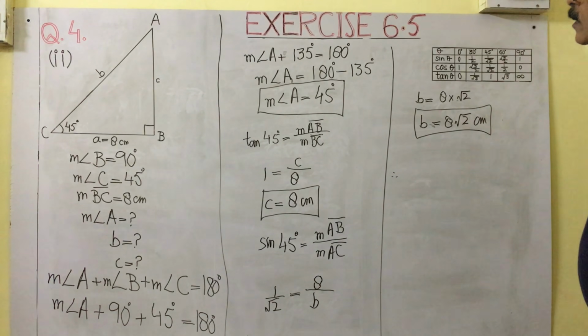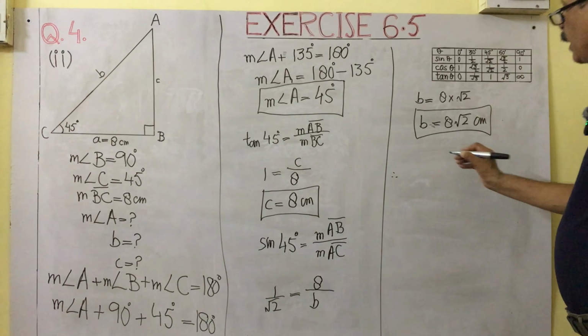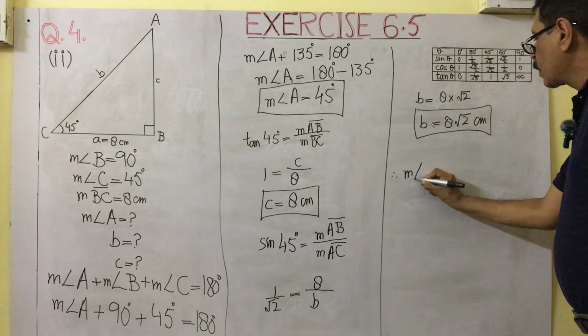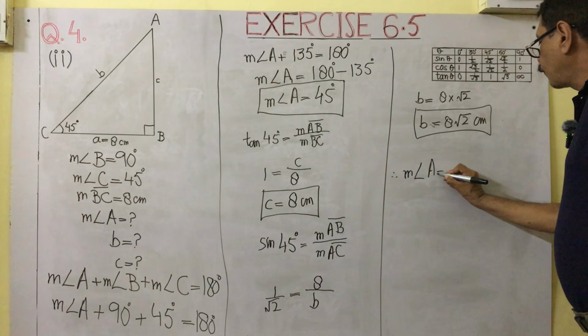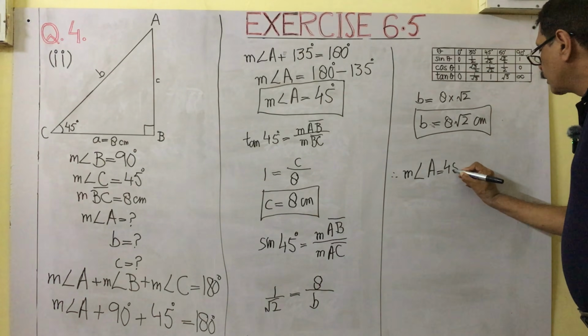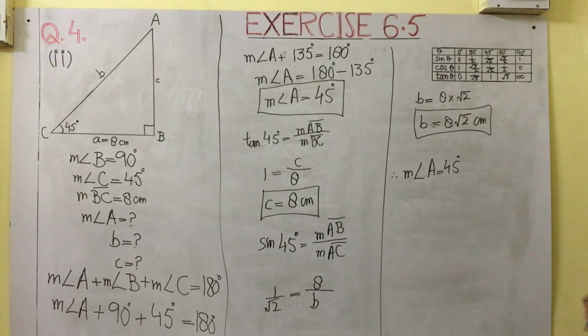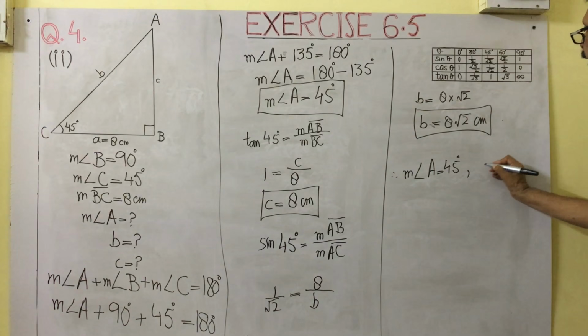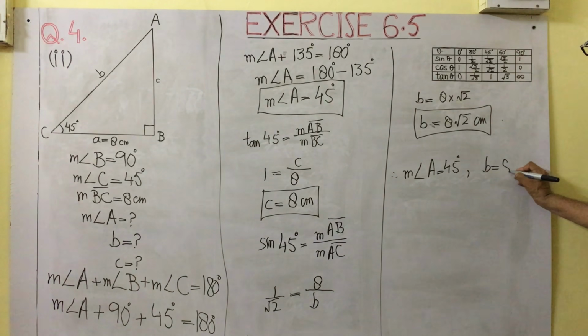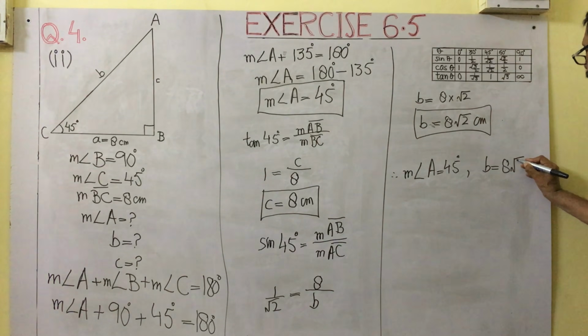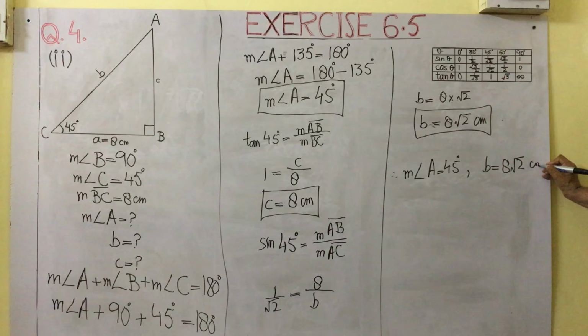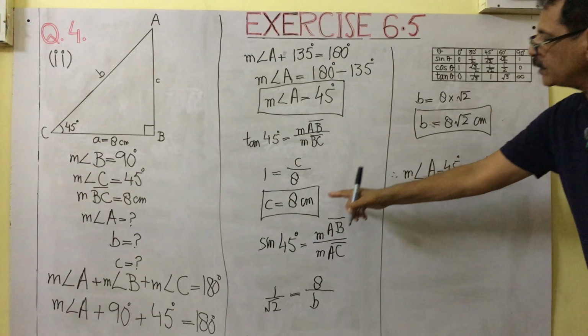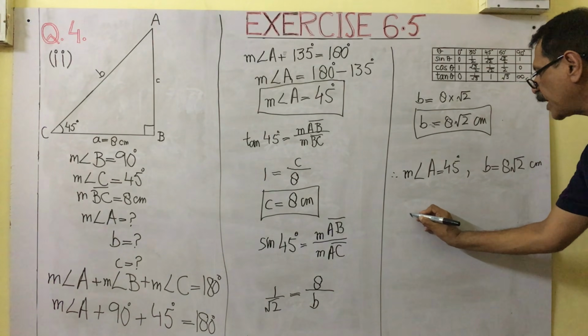Therefore, angle A is 45 degrees, B is equal to 8 into square root of 2 centimeters, and C is 8 centimeters.